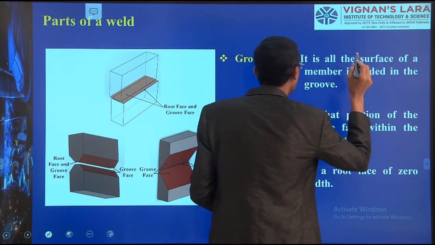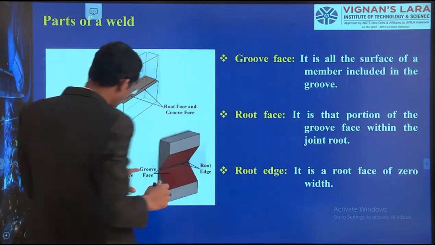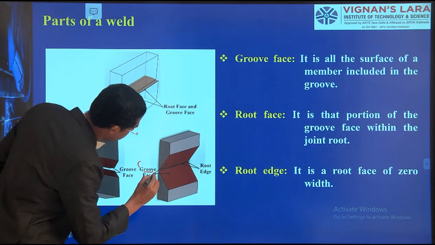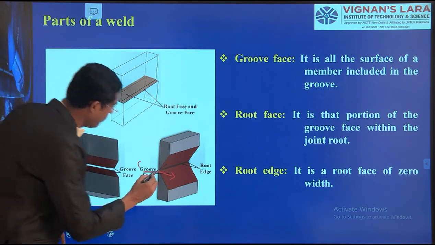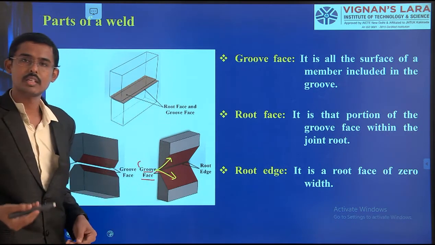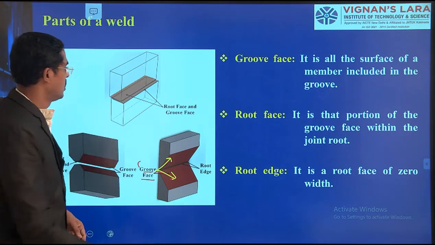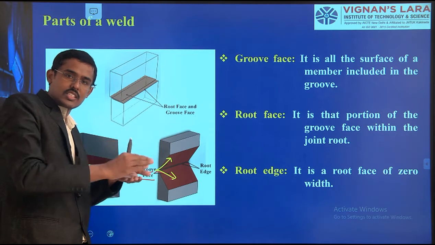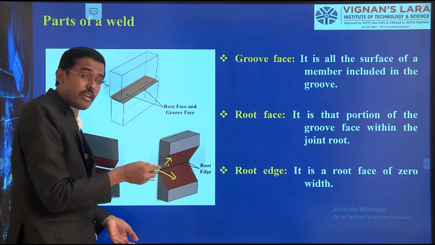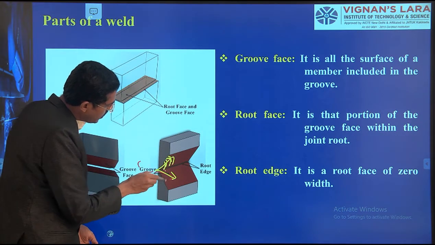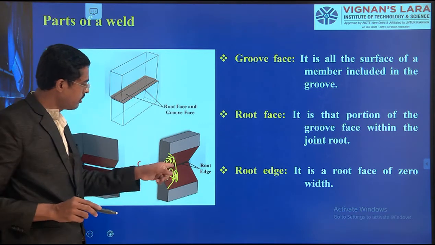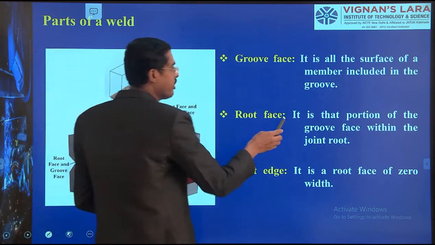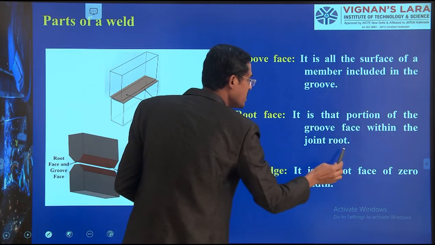It is all the surface of the member included in the groove. Where is the groove face here? You see, this is the groove face I have marked here. This one, where I have the marking goes up to this location, where we have done the chamfering effort, that is called the groove face. It means we have taken a V groove and the surface which is chamfered out, the metal that went out, is the part where we are going to do the welding process. Here we are going to weld and fill the material. So that face is called a groove face. Please remember, we have talked about the joint root and the groove face. Root face is that portion of the groove face within the joint root.